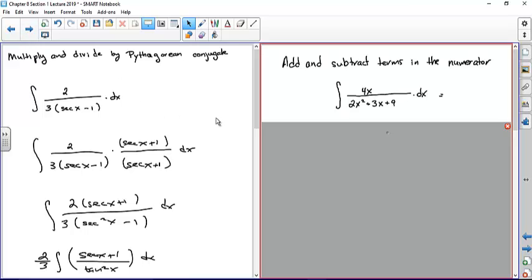Okay, so that was one example using the Pythagorean conjugate. The next thing is called add and subtract terms in the numerator. So what I've got is an integral of a rational function, and your first thought, if you don't have anything in parentheses or square roots or anything like that, would be to choose the entire denominator as u. So let's just do that and see what happens. So let me add a page.